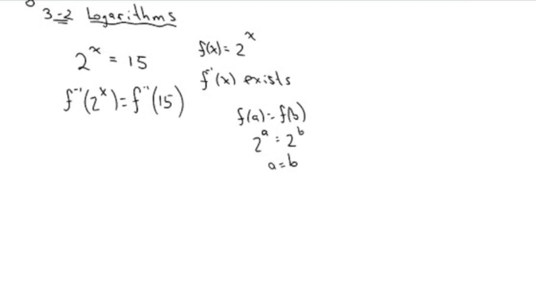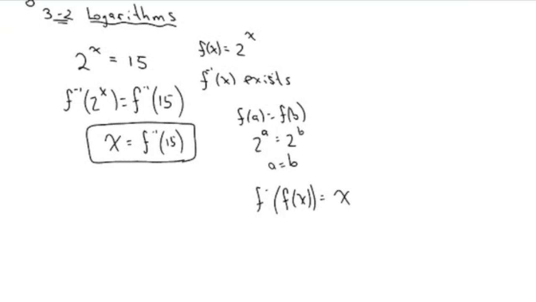Oh, here, let me write it over here. What's f inverse of f of x? It equals x. When f and f inverse run into each other, they basically go poof and disappear because they're inverse functions. So this side becomes x. And the other side is f inverse of 15. So technically we've solved the equation except for one problem.